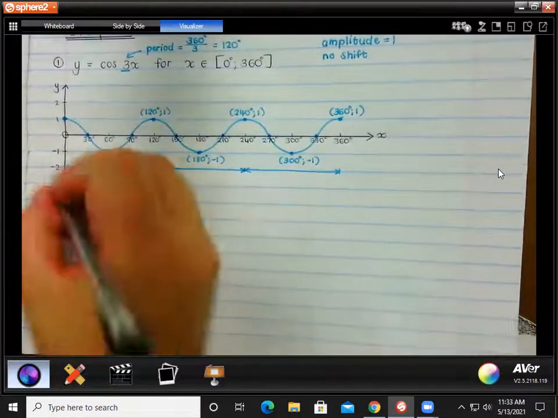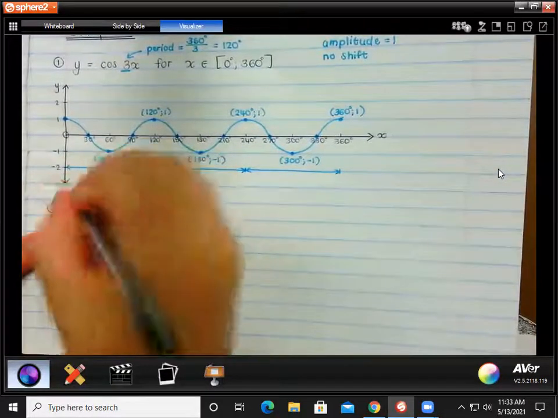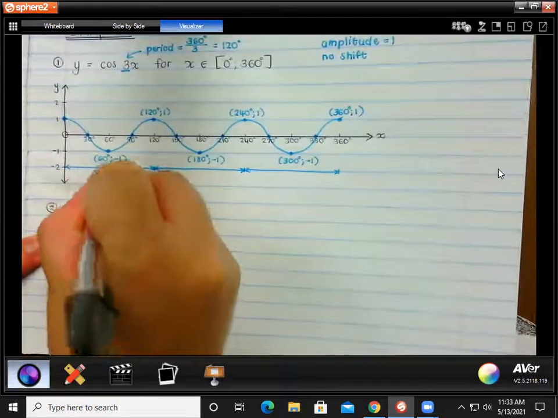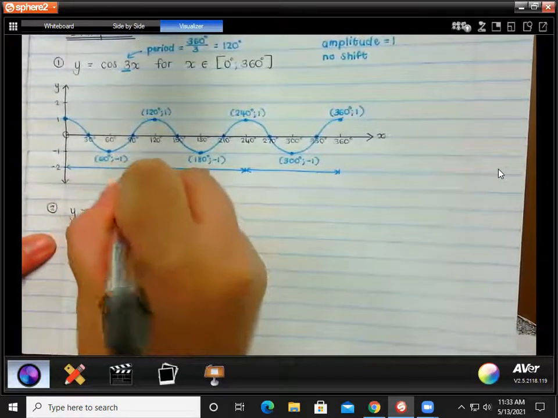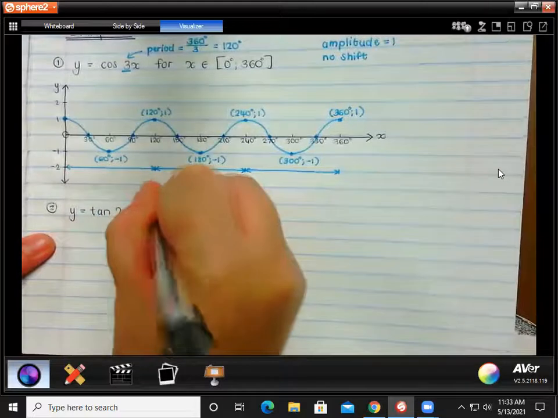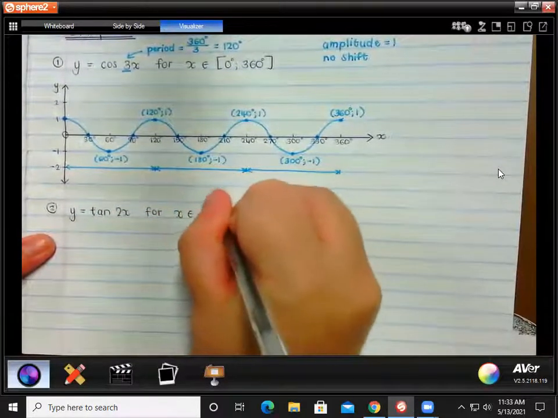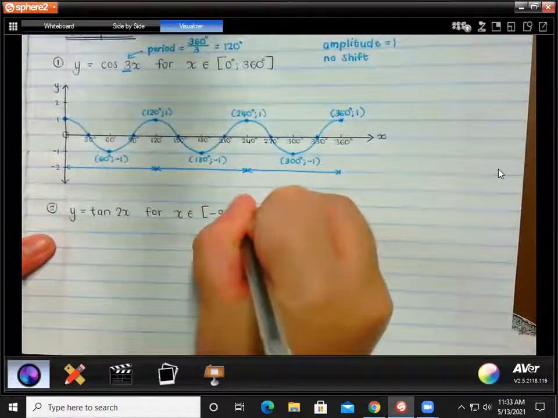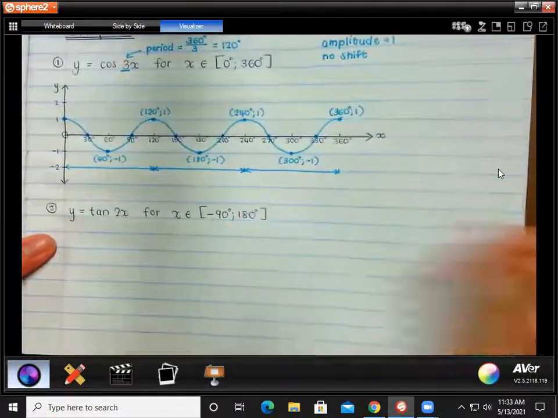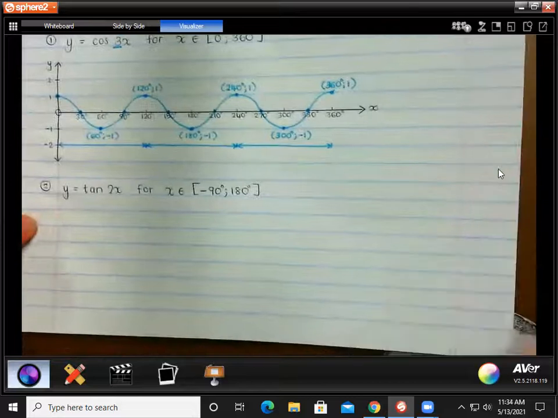Okay, we're going to do another one quickly. We're going to do y equals tan 2x. But this one we are only going to draw from, let's do negative 90 to 180 for a change. Right, so then we're going into the negatives as well.